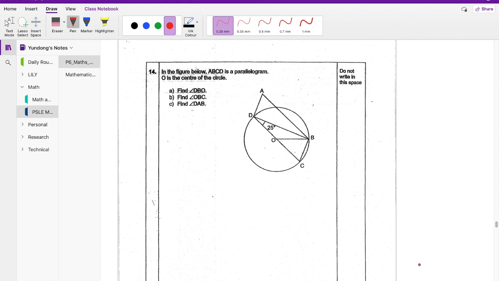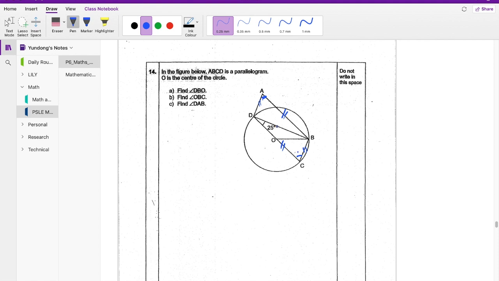So for question 14, actually it's geometry. In the figure below, ABCD is a parallelogram. Parallelogram means that this side is parallel to this one, and this one parallel to this one. So it has some properties, for example, the opposite angles are equal.